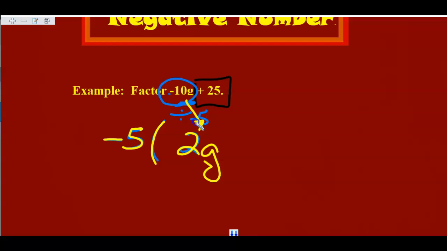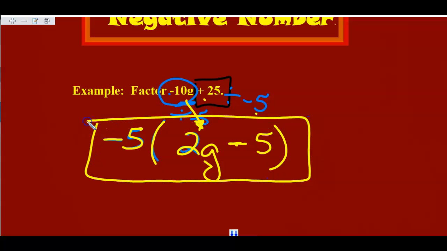G's still there. We didn't touch him. Now what about the 25? We have 25 divided by negative 5. Again, we have a positive divided by a negative, so that's going to equal a negative. And then 25 divided by 5, 5. Once we have factored, we get this expression. Negative 5 times the quantity 2g minus 5.